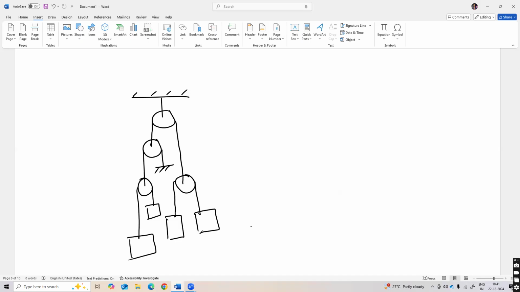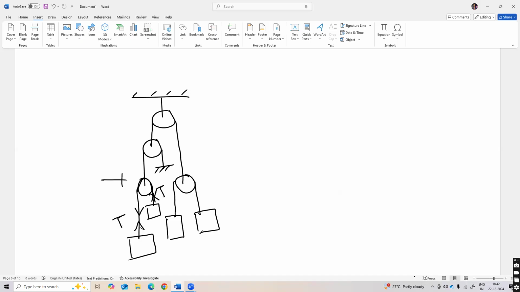Now find out the tensions in all these strings. Let's say the tension in this string is given as T. So if this is equal to T, then find out the tensions in all the strings. If the question is like that, since this is a single string, here also the tension will be T, because this is a single string.